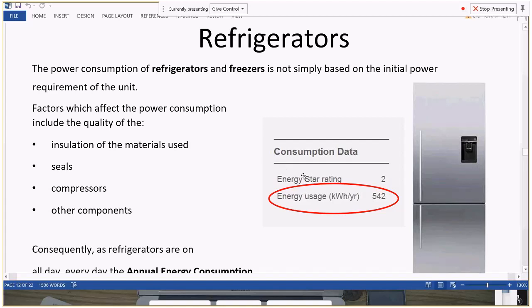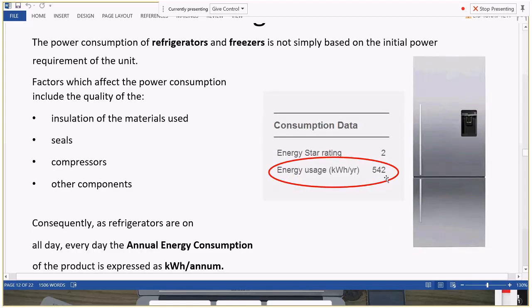So refrigerators are all compared in kilowatt hours per year. So this refrigerator, whichever brand it is, uses 542 kilowatt hours per year. So at 38 cents a kilowatt hour, we're probably talking about $240 a year to run that.